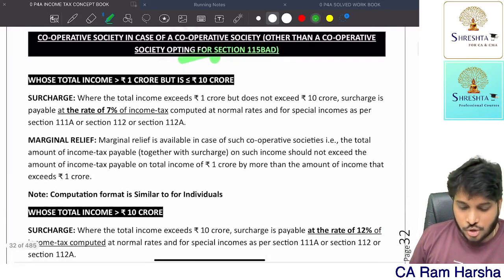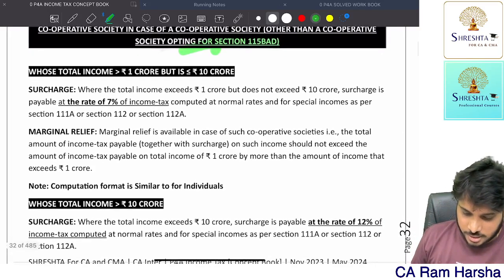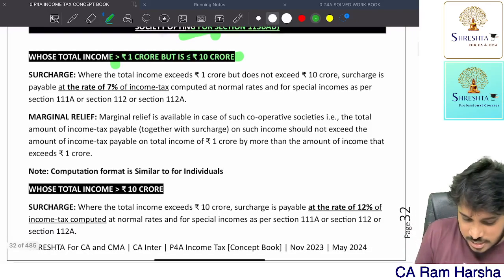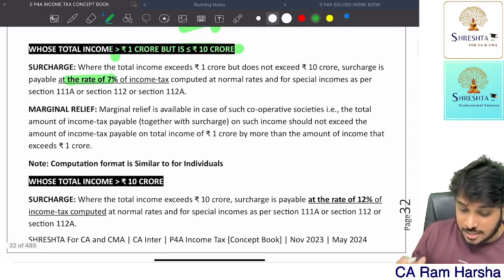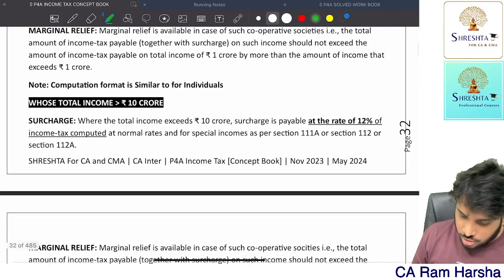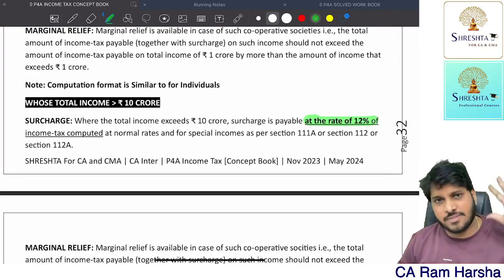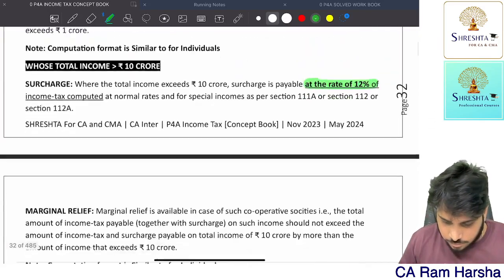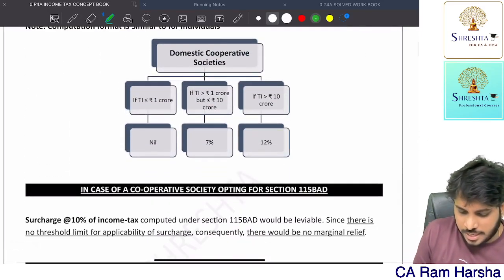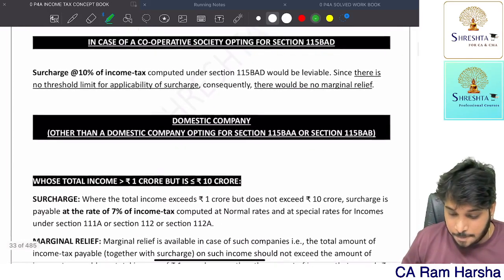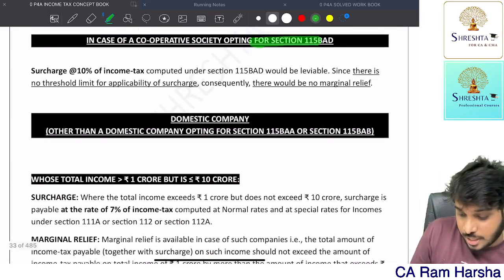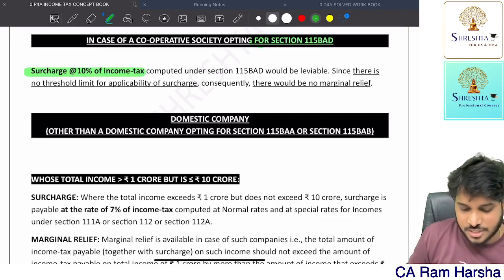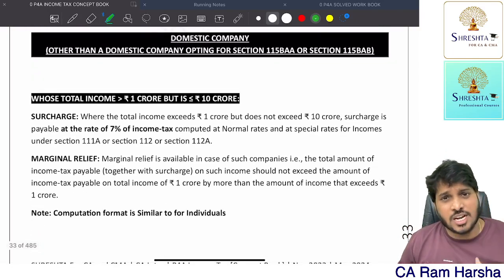Now, suppose a normal cooperative society. If the total income exceeds 1 crore but does not exceed 10 crore, the surcharge rate is 7%. If the total income exceeds 10 crore, straight away the surcharge rate is 12%. Here we have given it as a table, so you can understand. Suppose a cooperative society opts for 115BAD, the optional rate of tax, the maximum surcharge rate is 10%. That's it.